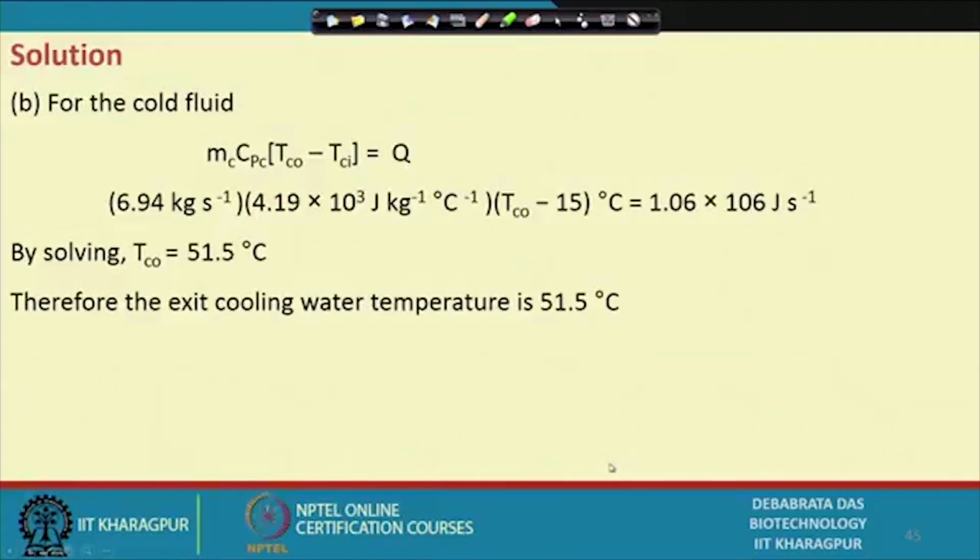Then for the cool liquid, we can similarly find out the temperature, and we assume the temperature of the cool liquid is this. Am I right? And if it is like this, then from that we can find out the cool liquid outlet temperature, that is we will be getting about 51.5 degrees centigrade. Therefore, the exit cooling water temperature will be 51.5 degrees centigrade.